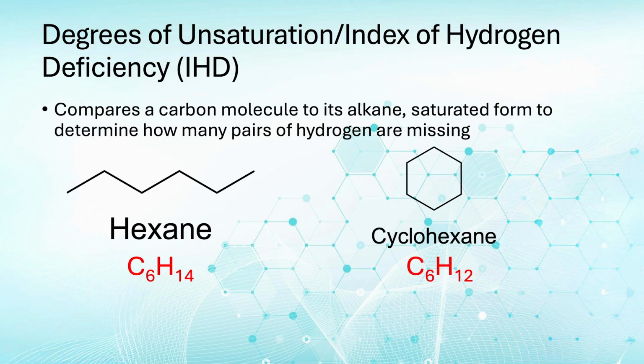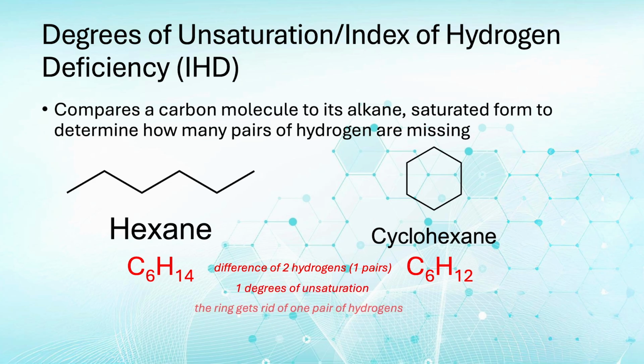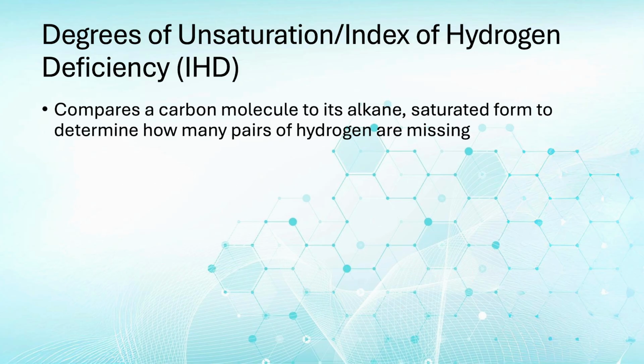Now, let's try to compare hexane to cyclohexane. Again, we have a difference of 2 hydrogens, or 1 degree of unsaturation. Even though we don't have double bonds or triple bonds present in the cyclohexane, the ring itself takes away 2 hydrogens.